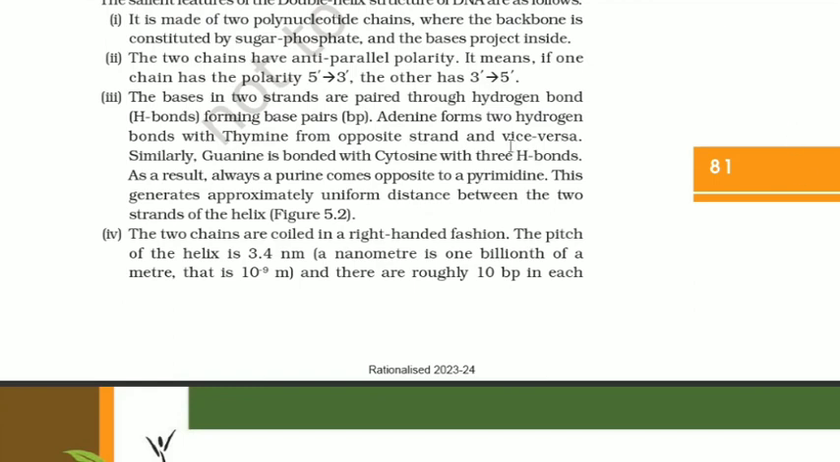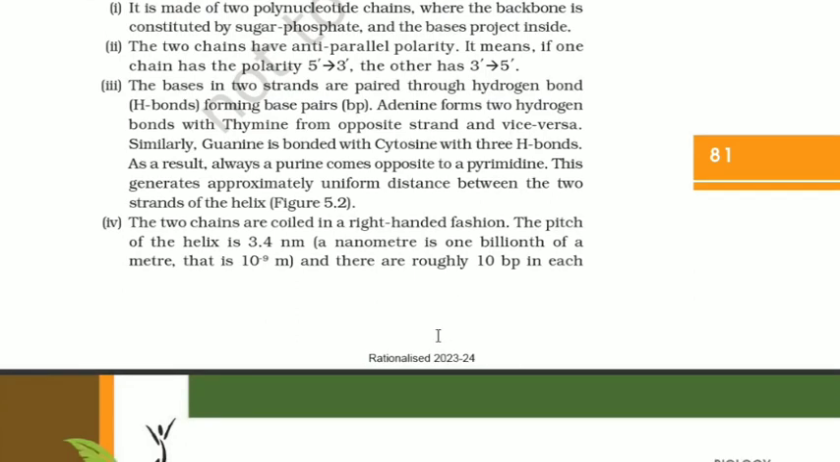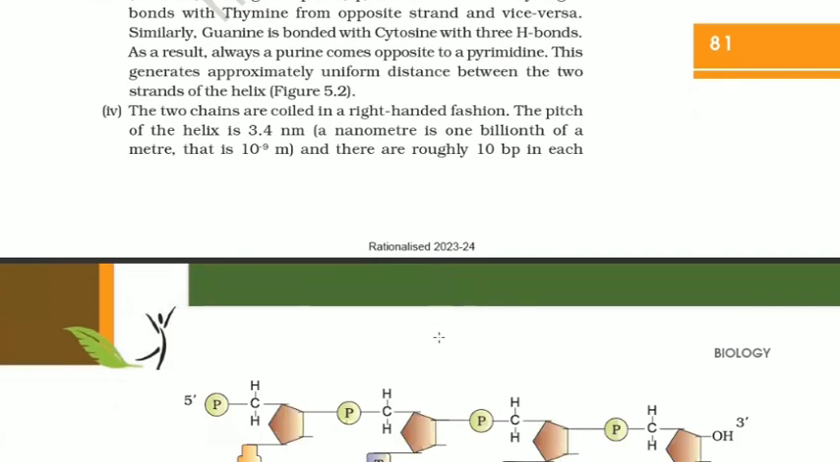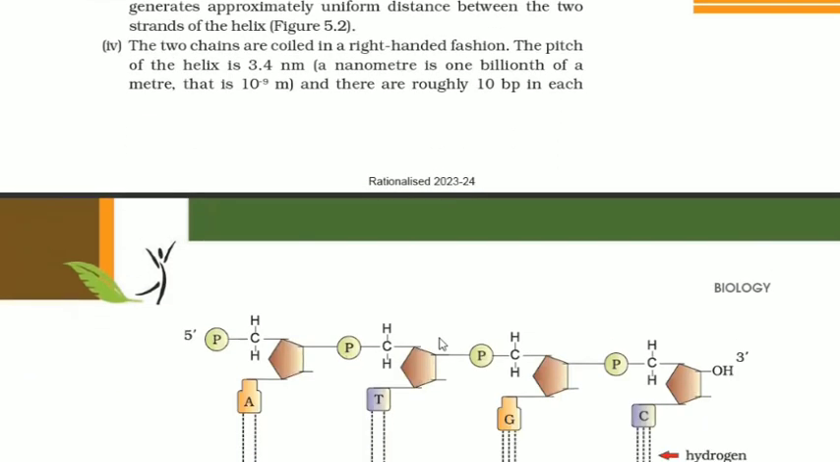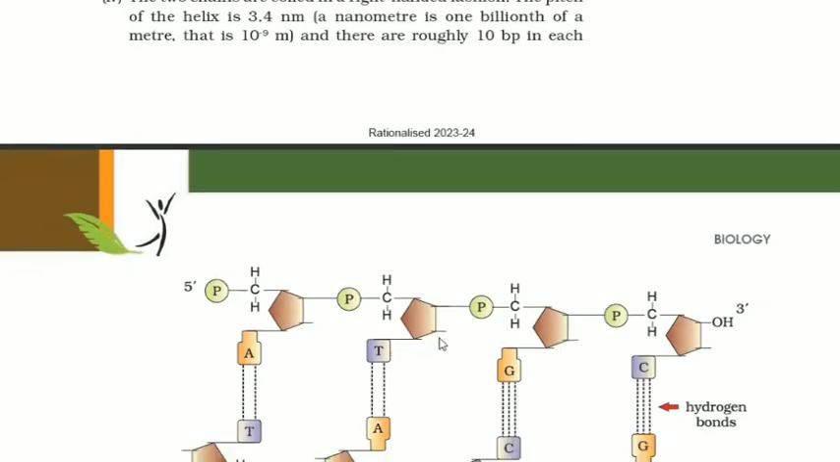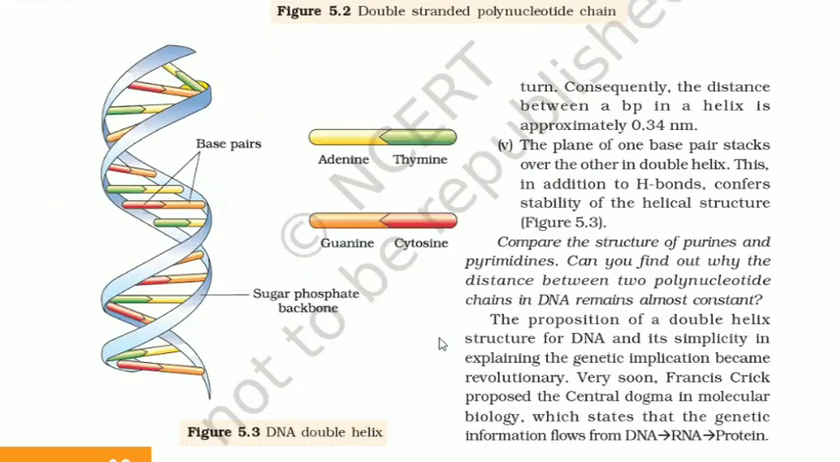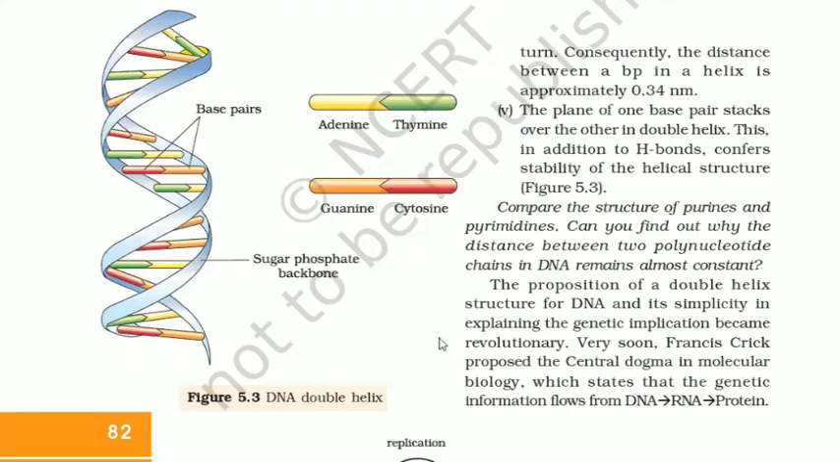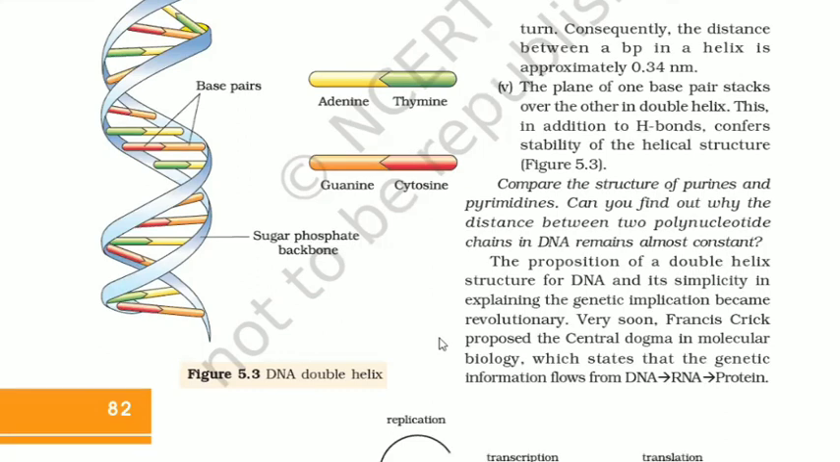As a result, always a purine comes opposite to a pyrimidine. This generates approximately uniform distance between the two strands of the helix. The two chains are coiled in a right-handed fashion. The pitch of the helix is 3.4 nanometer and there are roughly 10 base pairs in each turn. Consequently, the distance between a base pair in a helix is approximately 0.34 nanometer.